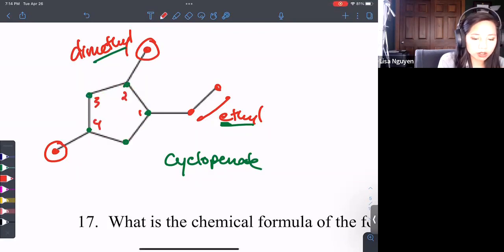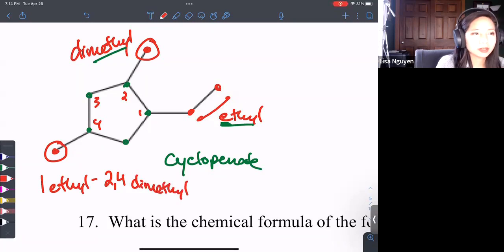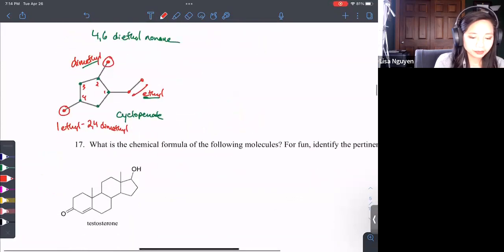So this will be called 1-ethyl-2,4-dimethylcyclopentane. Cool. There we go. All right. So that's naming.